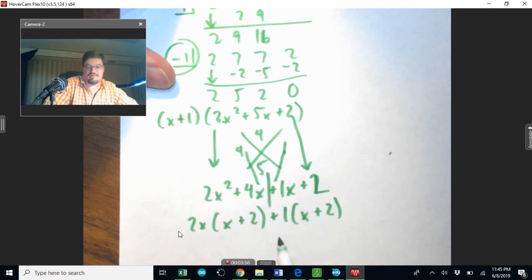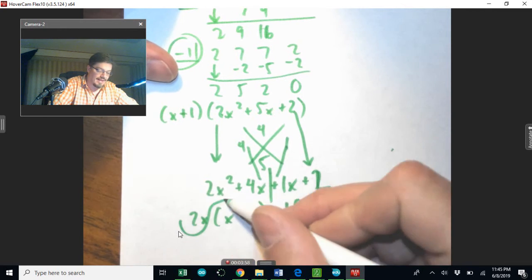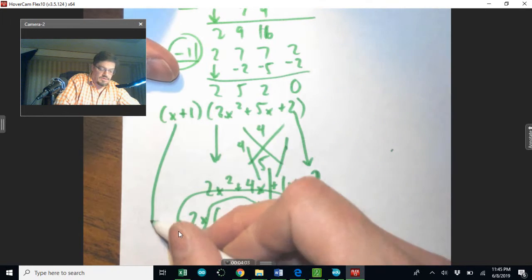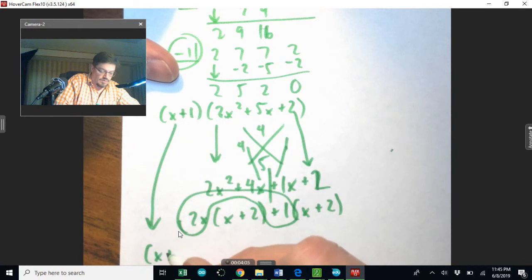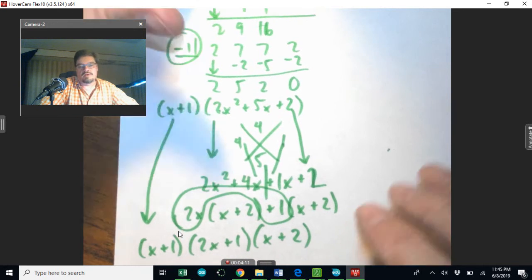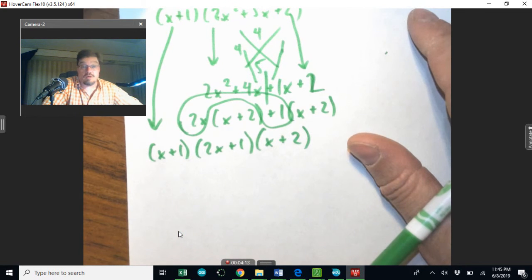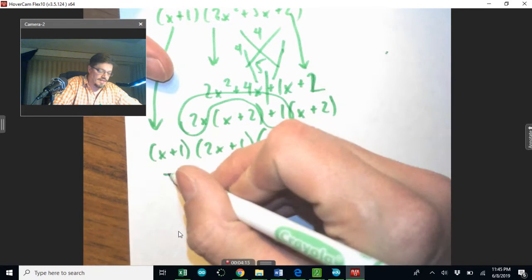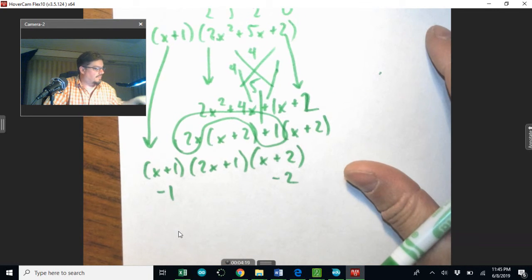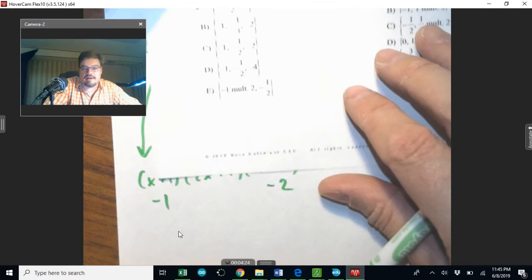Now I put the 1 out in front because I will be lassoing this one. So now I have x plus 1, I have 2x plus 1, and I have x plus 2. So the values that will give me 0 are -1, -1/2, and -2. Okay, so I can look at my choices there. -1 and -2.